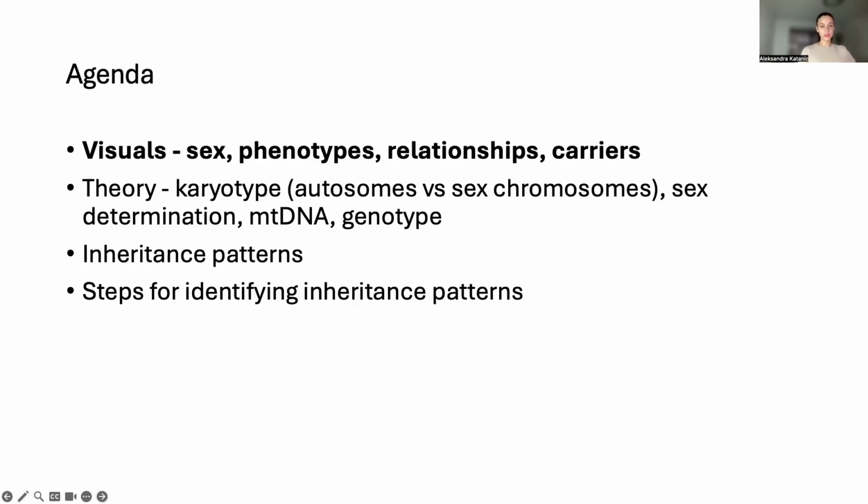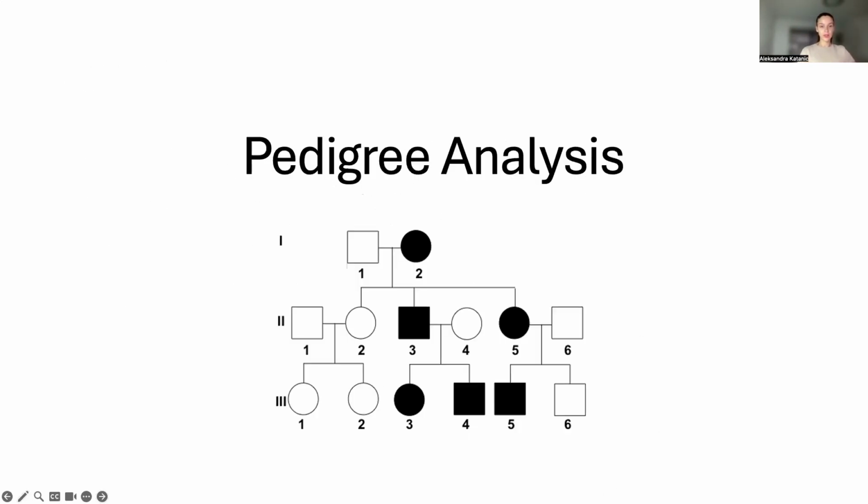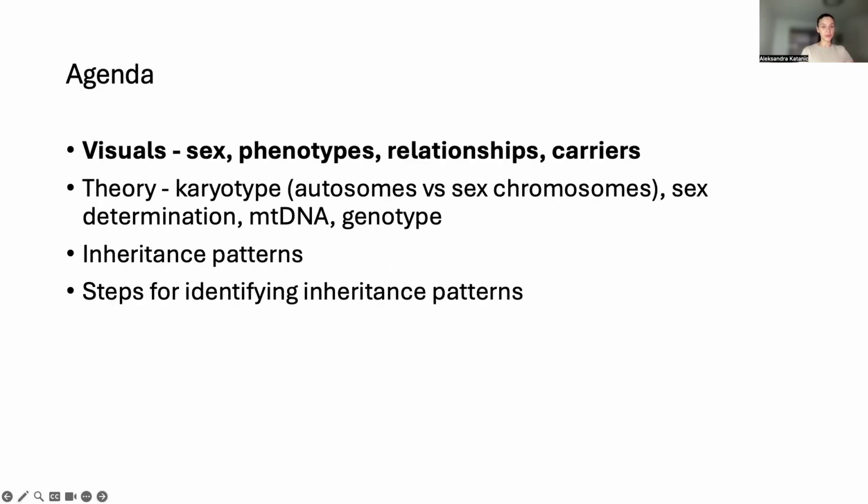So this is what it looks like. This is what we're working with. There are some shapes, there are some lines. Some are shaded, some are not, and they're in rows. We're going to start with the visuals. So I'm going to show you how to determine sex, how to determine a phenotype, where we can see relationships, and how carriers of disease are represented as well.